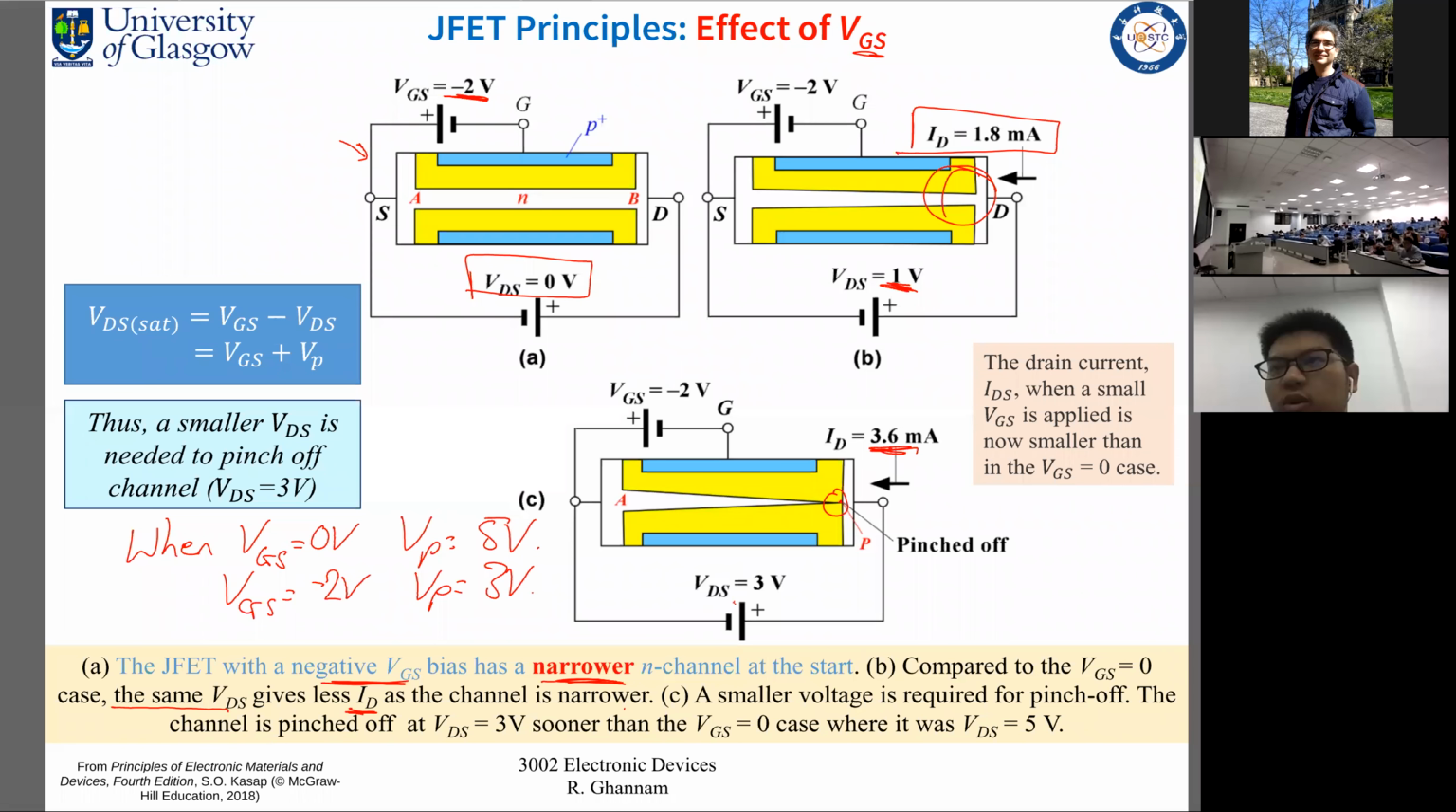Okay, so notice the relationship in this case. VDS SAT is equal to VGS plus VP, right? The saturation voltage is VGS plus VP because VP is a negative voltage.